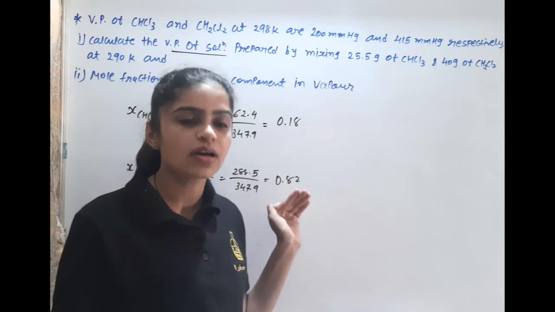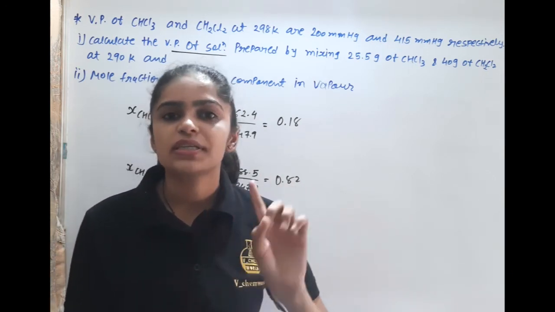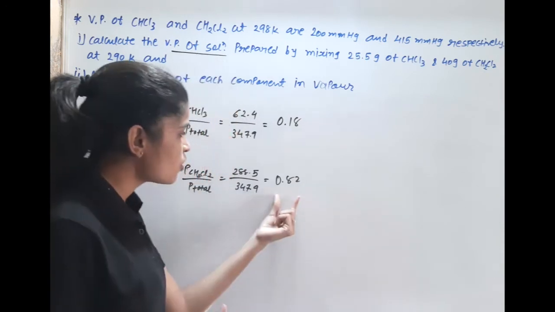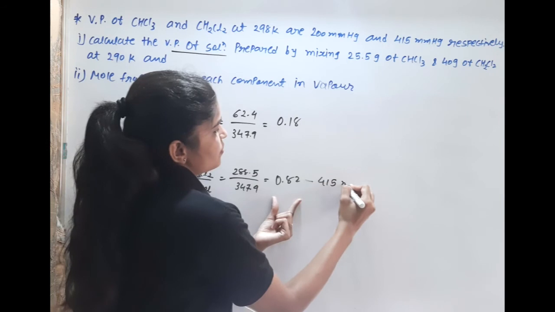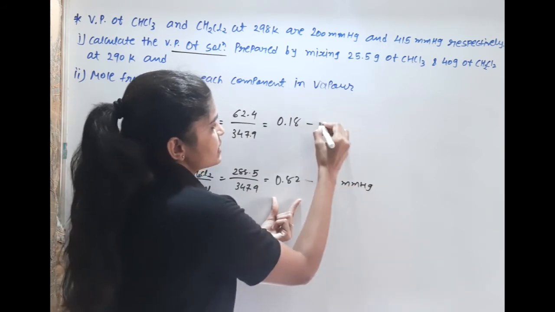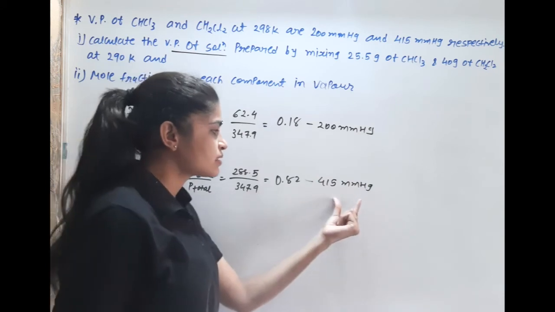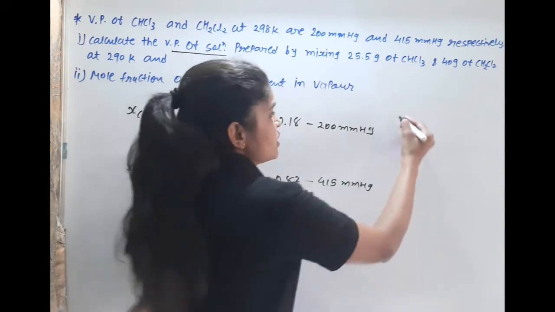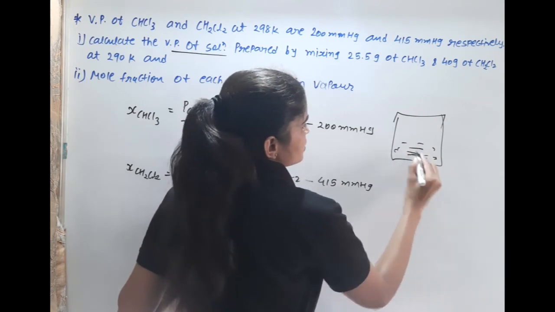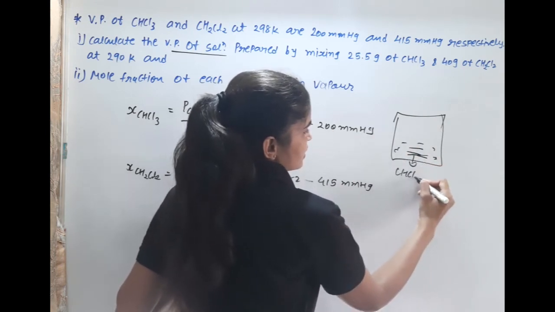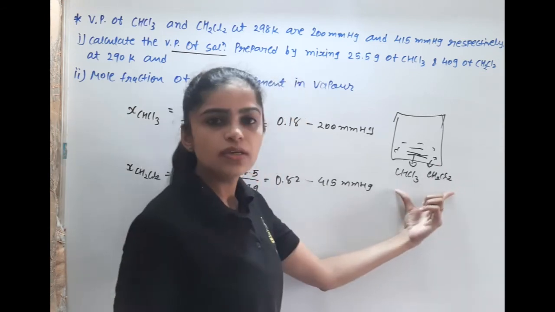Why does this occur? Because when the mole fraction increases, vapor pressure increases; when the mole fraction decreases, vapor pressure decreases. So the mole fraction increases, so its vapor pressure is 415 mmHg and this is 200 mmHg. Why is this more? Consider the beaker as a closed system, filled with these two, CHCl3 and CH2Cl2. These both are volatile.